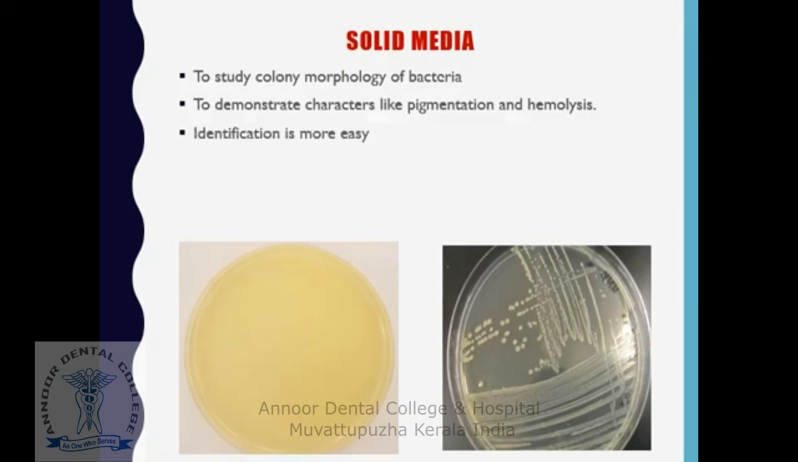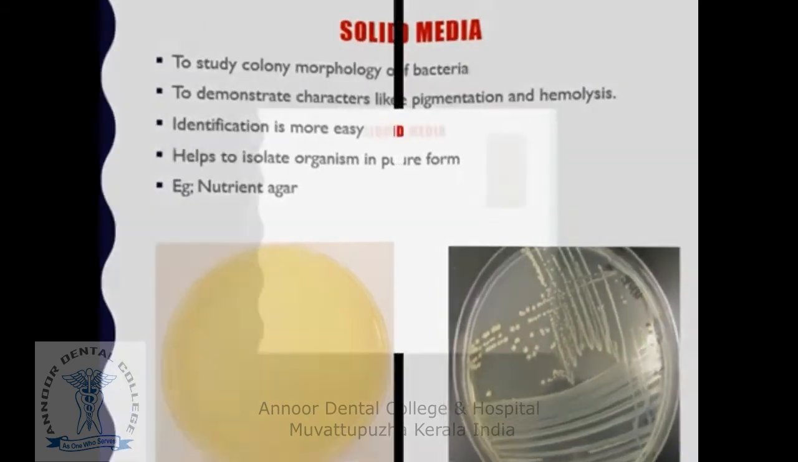Identification of bacteria is easier when you cultivate in a solid media, and you will get the bacteria in pure form. You can easily get pure colonies of bacteria in solid culture media. A very common example is what you're observing in this picture, nutrient agar media, and you can also see bacterial colonies, bacterial growth in nutrient agar media. So these are colonies in nutrient agar media. Isolated single bacterial colonies can be obtained in a solid media.